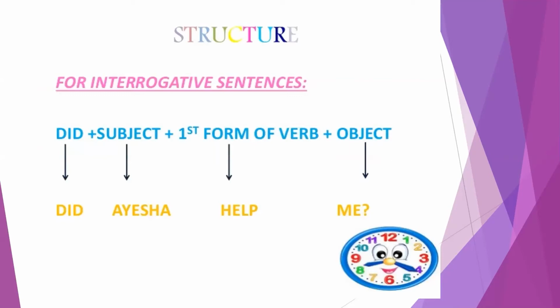Now, after negative sentences, we will discuss the structure of interrogative sentences. Interrogative sentences include the structure जिसमें helping verb means did start में आएगा. The did is in the start, and then you have to write the subject and then first form of verb, object, question mark. Did Aisha help me? Here did is the helping verb, Aisha is the subject, help is the first form of verb and object.